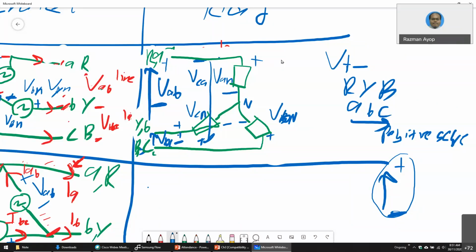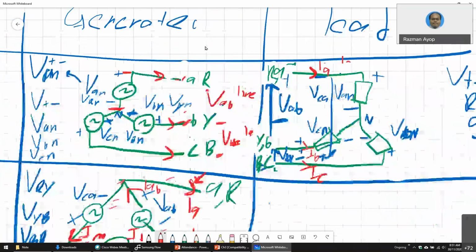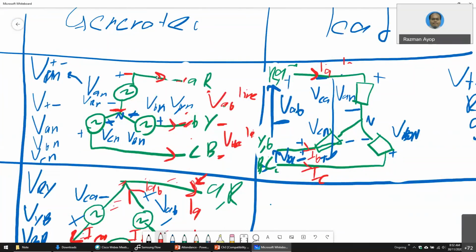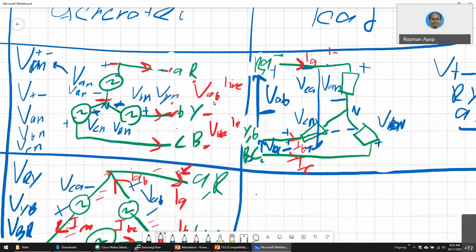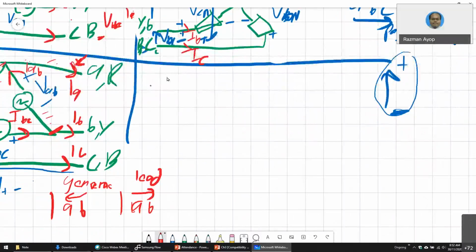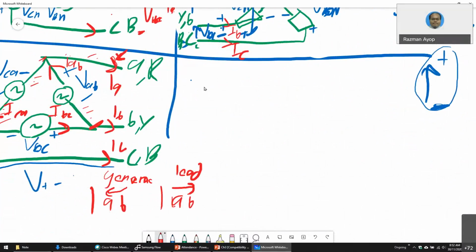And how about the current? For star connection, there is only phase current, same as line current. This one is IA, this one is IB, and this one is IC. For the generator, as you can see here, current goes out of the generator, but for the load it goes into the load. So when you answer a question, you have to draw. It is important for you to draw.